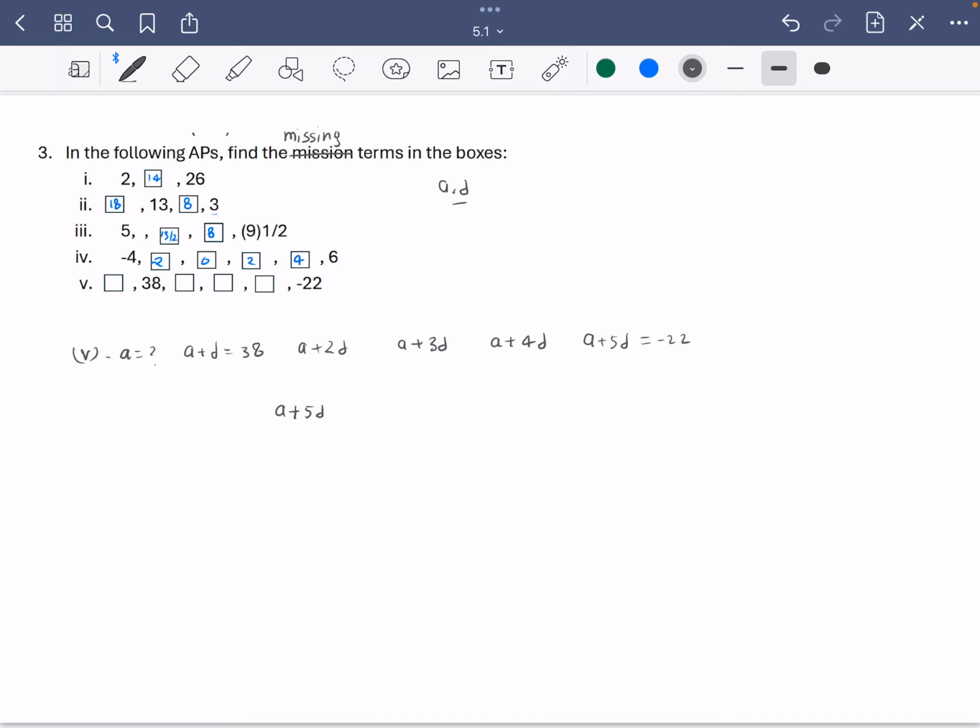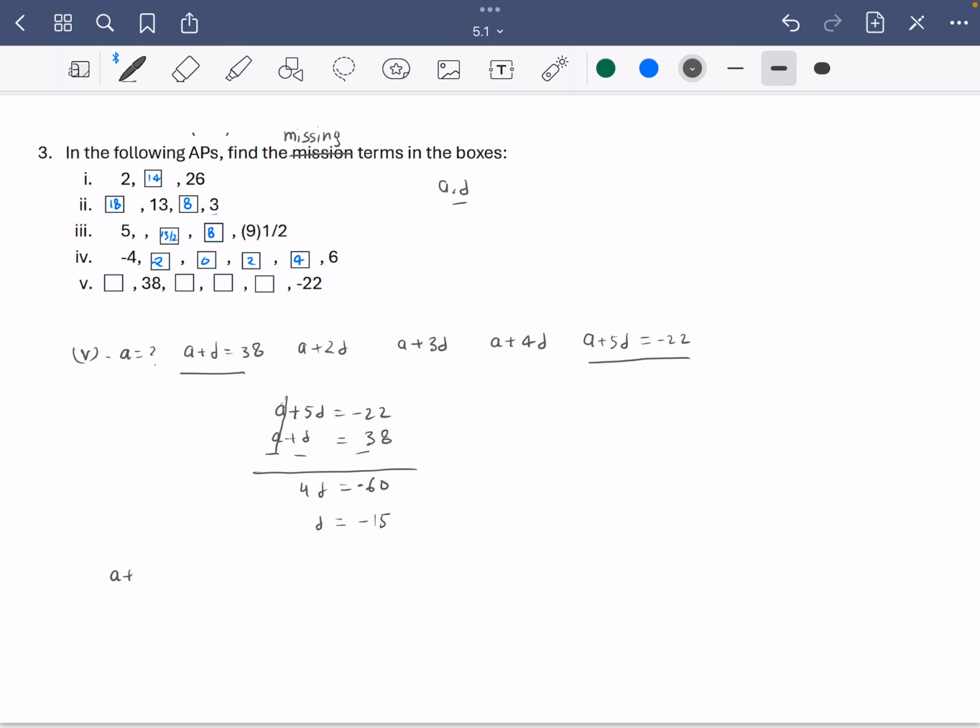A plus 5d. We'll subtract this one, a plus d, from this one, a plus 5d. A plus 5d equals minus 22, and a plus d is equal to 38. 5d minus d is 4d. Minus 22 minus 38 is minus 60. d is going to be minus 15.